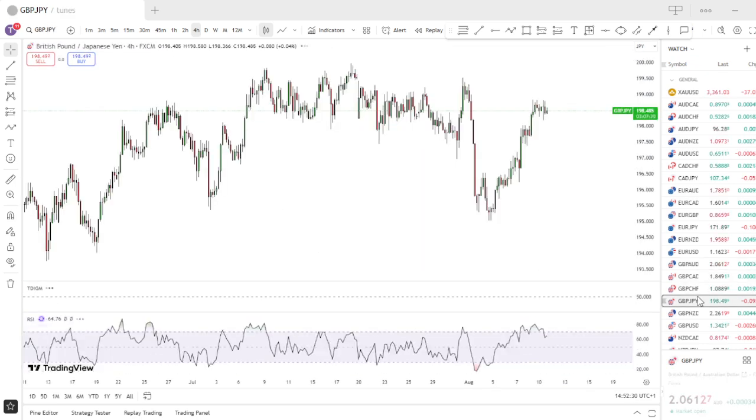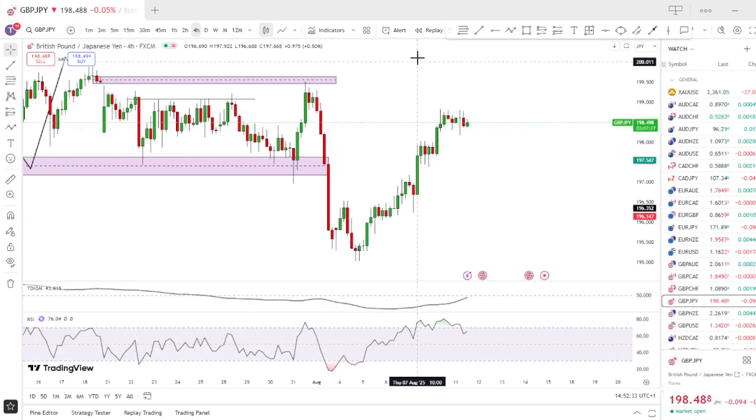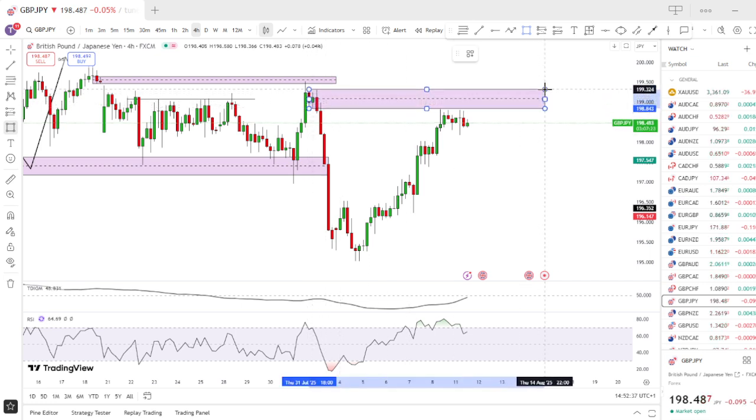I don't want to take too much time on that. Let's look at GBP JPY also. We're inside this drop base here. Are we in there? We look to be inside.